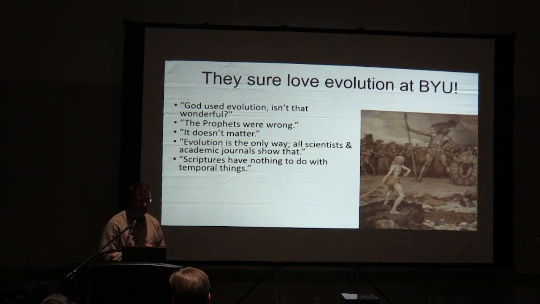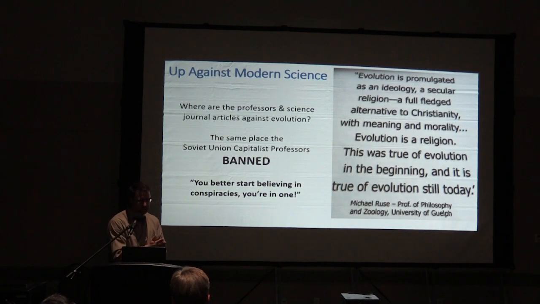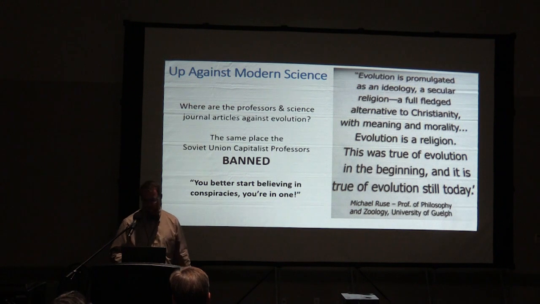And I would just say that evolution is basically a state religion. We're going to get into fossils in a second, but this professor says evolution is promulgated as an ideology, a secular religion, a full-fledged alternative to Christianity with meaning and morality. It's a religion. It always has been. So the main question you're going to get is, if evolution's not true, why aren't there alternatives in academic journals and full-time professors that are against this? And the answer is, well, they're all banned. It's the same reason that in the Soviet Union you wouldn't find a capitalist professor. He would probably be banned and maybe killed. Thankfully, they don't kill us.